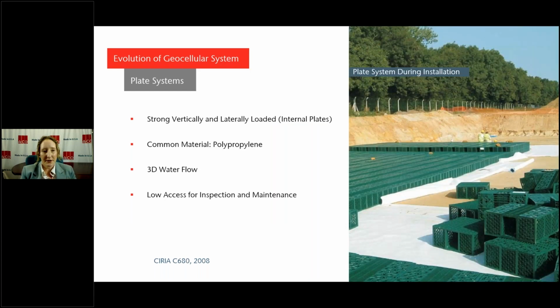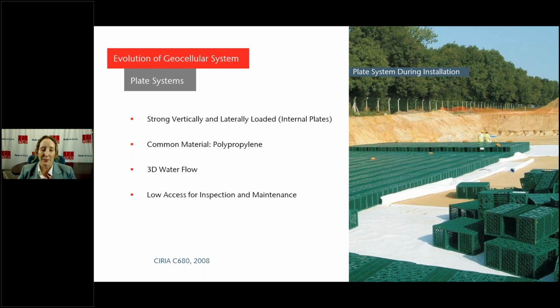So the next evolution came in the form of plate systems. You can think of them as like a rectangular prism, so six-sided cube. So they were second to the market. They did have some issues with structural stability when they were first introduced, but they were adding reinforcing plates internally to these structures, which you can see in the photo on your right, to help kind of deal with some of those structural stability issues. This resulted in a system that was both strong vertically and laterally.